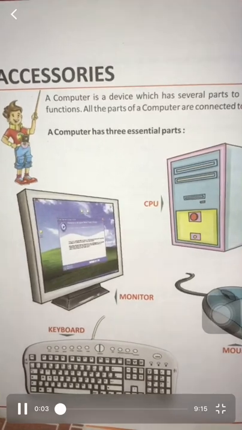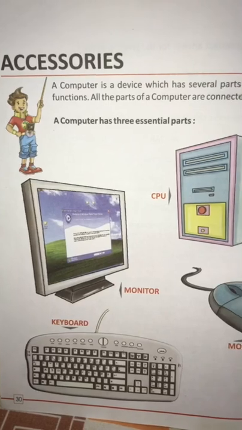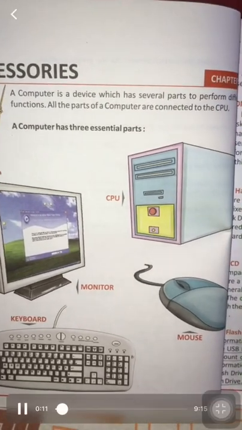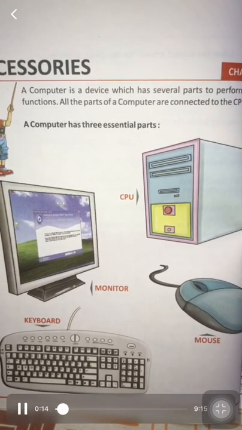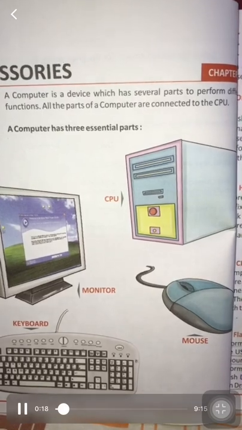I'm going to start a new chapter, Accessories, from the book CompuKit of class 5. A computer is a device which has several parts to perform different functions. All these parts of a computer are connected to the CPU.